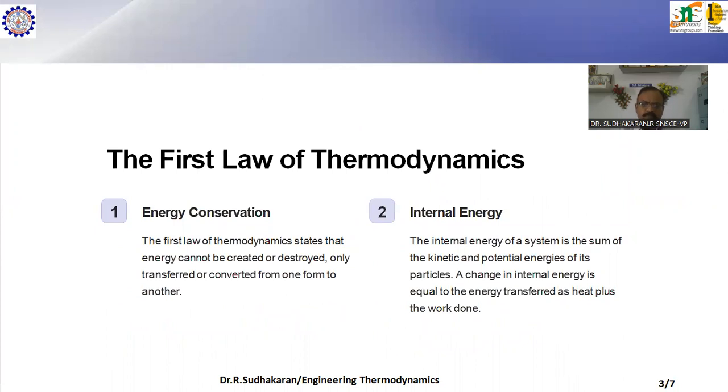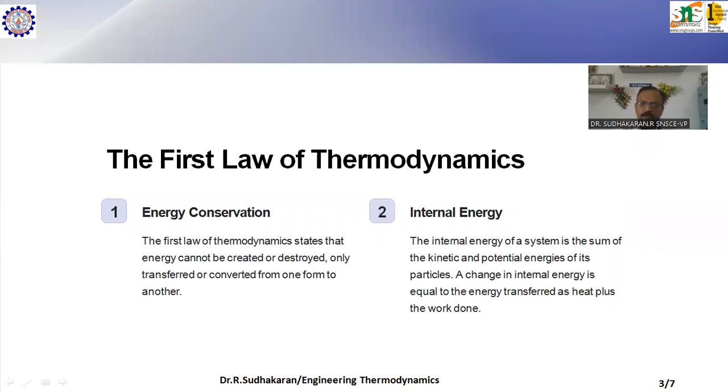So what is the first law of thermodynamics? The first law of thermodynamics states that energy cannot be created or destroyed, it can only be transformed from one form to another.